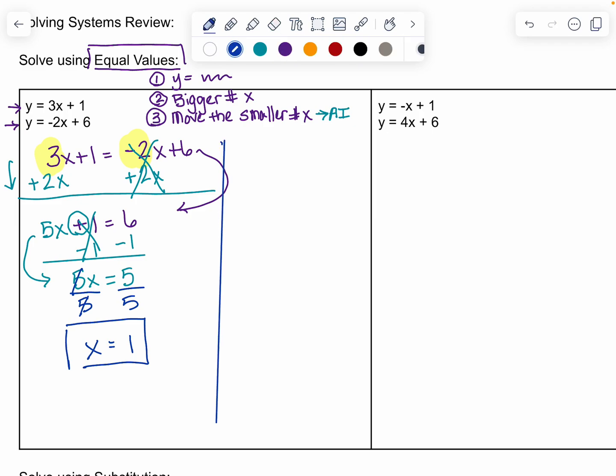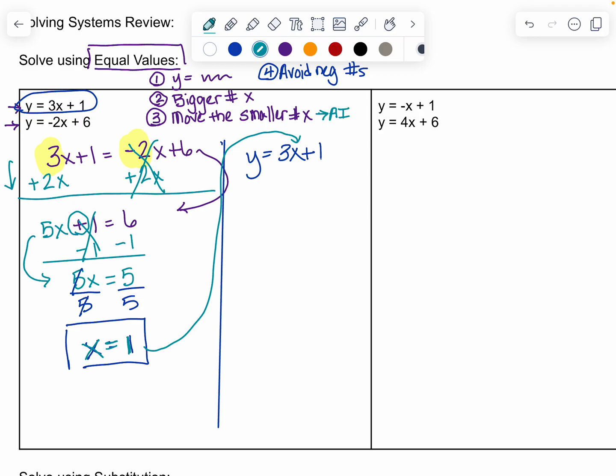Now, I'm going to choose the equation, and I try to avoid negatives. Avoid negative numbers. So that means I'm going to choose this top equation, and I'm going to rewrite it. And this x equals 1, I'm going to take and plug in for x. And then I used parentheses because there was a 3 in front of the x.